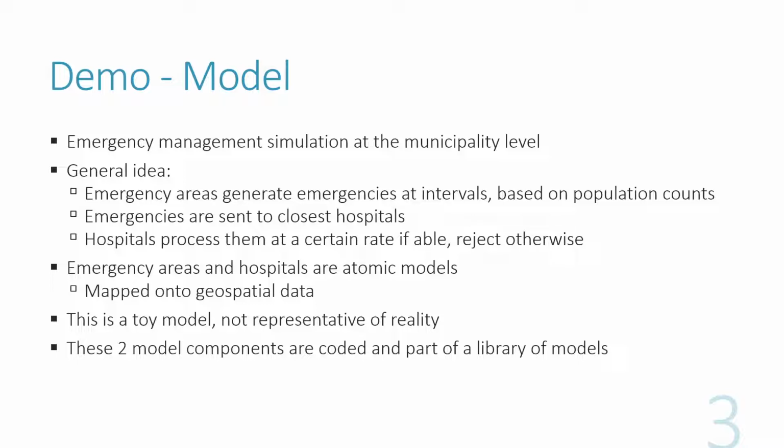Hospitals receive emergencies and attempt to process them at a certain rate. If hospitals have sufficient capacity, they process the emergencies. Otherwise, they reject them. When rejected, the area will send it to the next closest hospital. It will try this 3 times, after which it will consider the emergency response a failure. Many geospatial data sources are involved in this, and I will describe them when I discuss the model composition workflow.